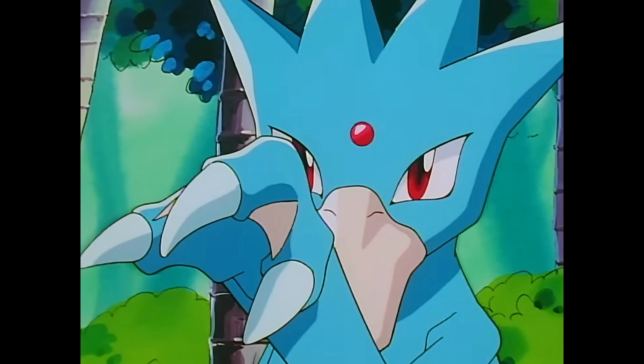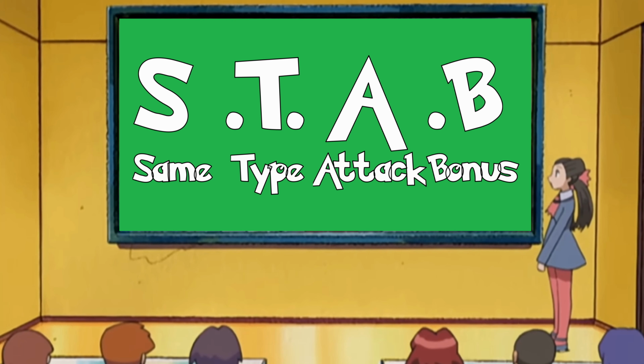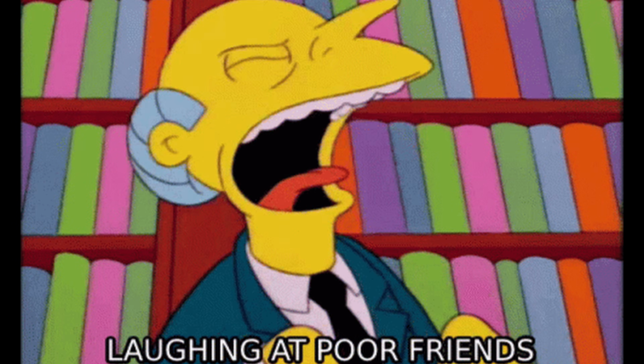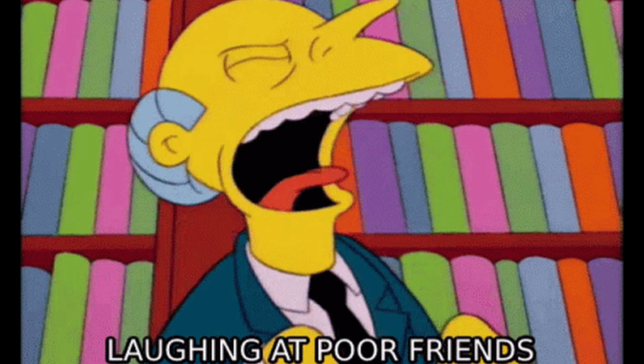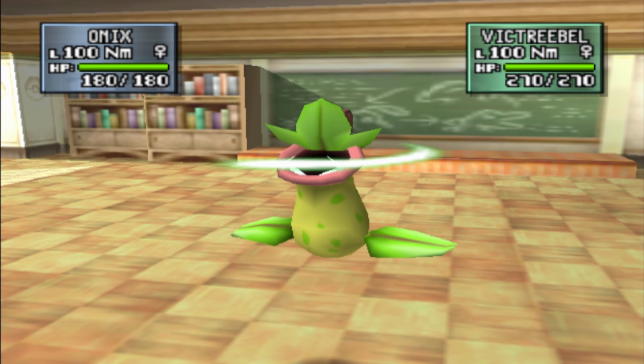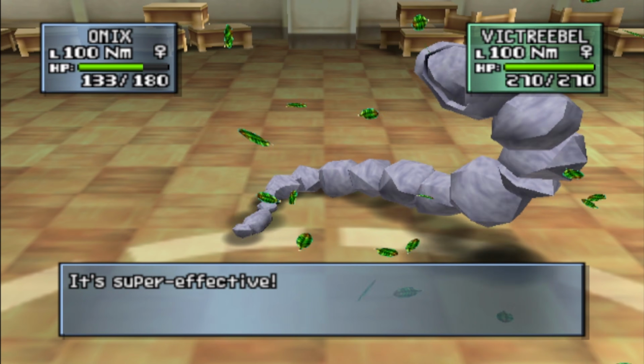But don't worry, because the Pokemon are into it. And finally, the last word in the STAB acronym is bonus. A bonus is something in addition to what is expected or due. In today's world, a bonus usually refers to what a CEO gives themselves instead of paying their workers livable wages. In this instance, we're talking about the additional damage a Pokemon attack does if they are the same type.